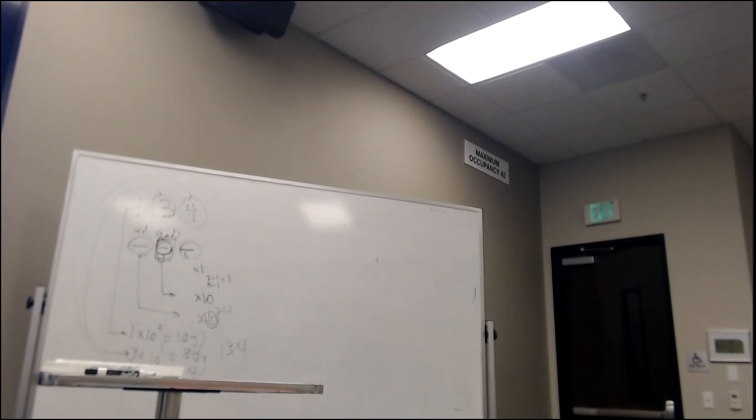Now, here is the expanded form. We have 1,234. So look at it. The number 1 is in what position? The 4th position. So it's 1 times the base 10, to the power of what? 4, take the position, subtract 1.